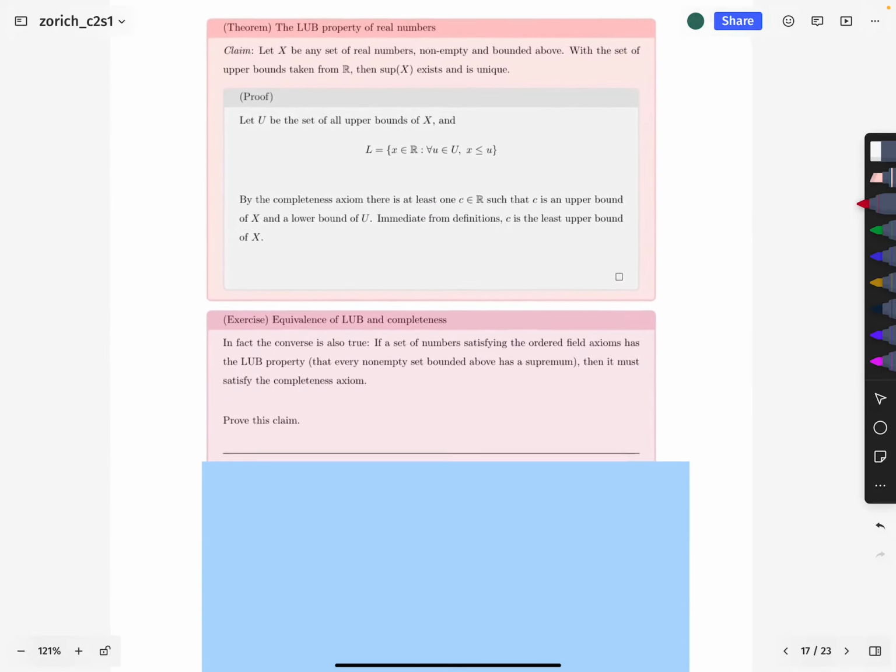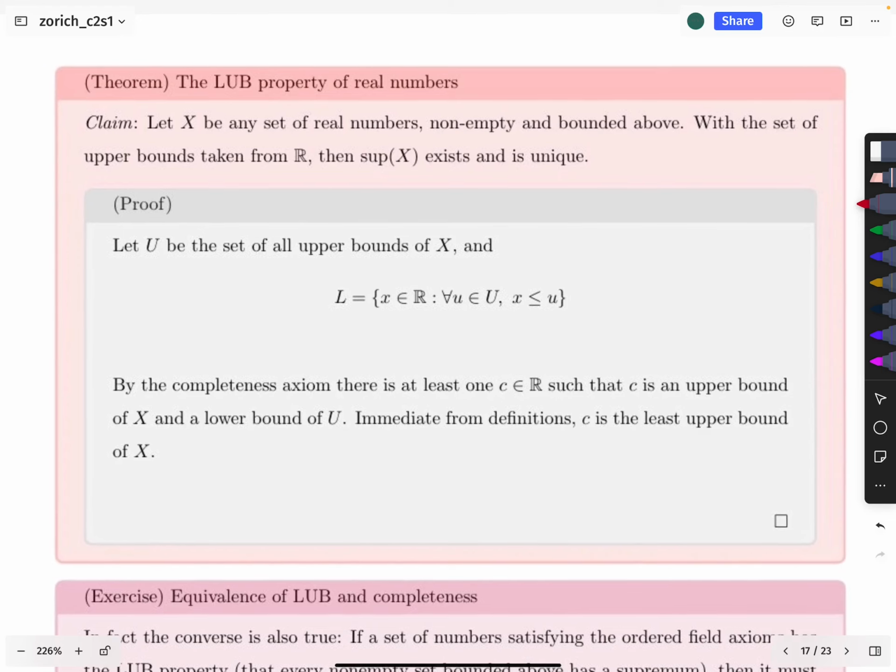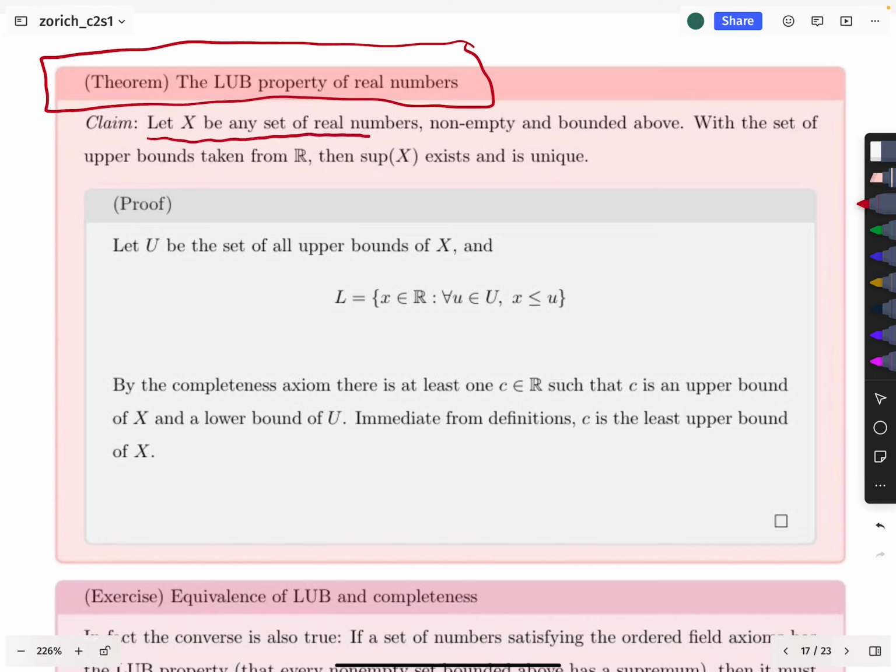Welcome to the next video in the Real Analysis video series, and in this we're going to prove a theorem and do an exercise. So the theorem is this thing that I've been saying for a little while now, and I'm actually going to make good on it by proving this so-called LUB property, or least upper bound property. And so this is the property that if you have a set of any real numbers, non-empty and bounded above, then with the set of upper bounds taken from the real numbers, the supremum is guaranteed to exist. In fact, it exists and it is unique.